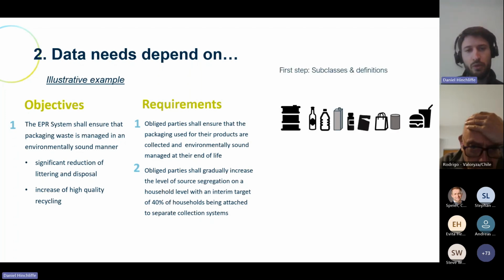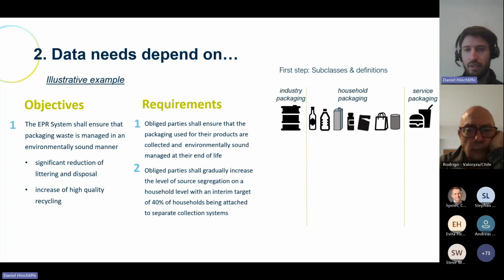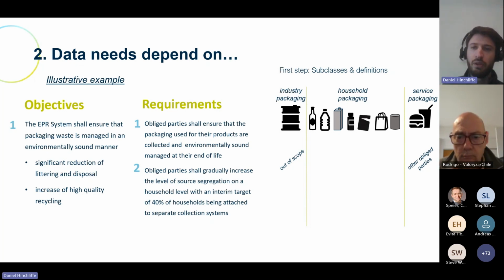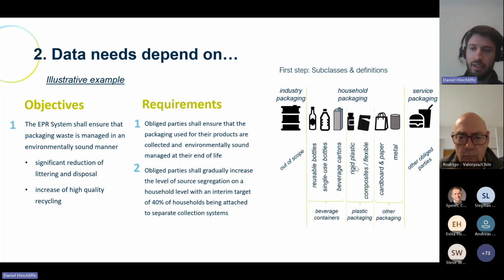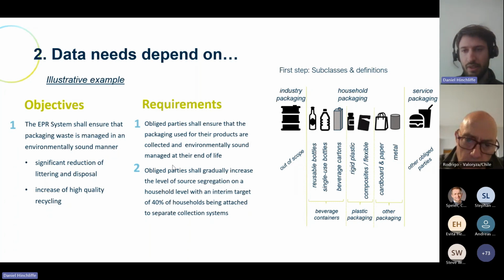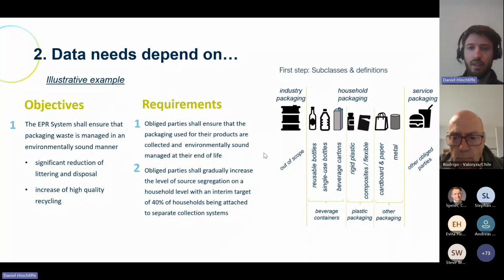And the first step to then moving this forward really depends on having good definitions of what is in scope of these targets. So here we can put industry packaging out of scope, and service packaging, you're targeting different obliged parties. So we also take that out of scope for this presentation. And we look at household packaging, and this is then differentiated into different subcategories. So we have beverage containers, plastic packaging, and other packaging. Some of this is single use, but you also have reusable bottles, for instance. And it's really important that we define these subcategories well and understand which products we want to tackle in our EPR system, because this is then what we track in terms of the data of what's being put on the market and then being recycled at a later date.